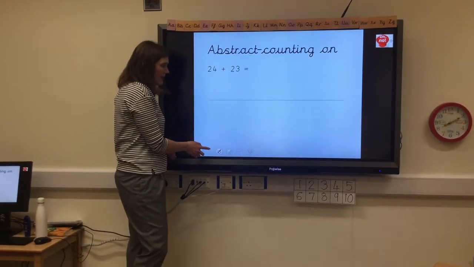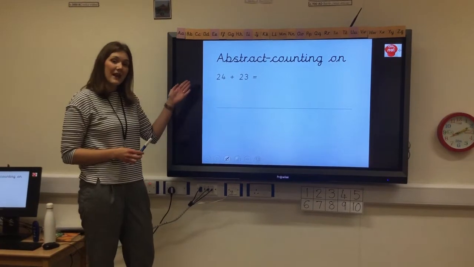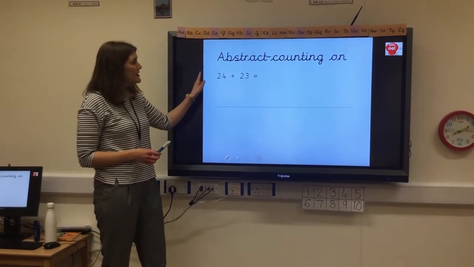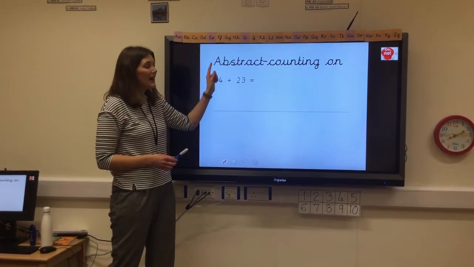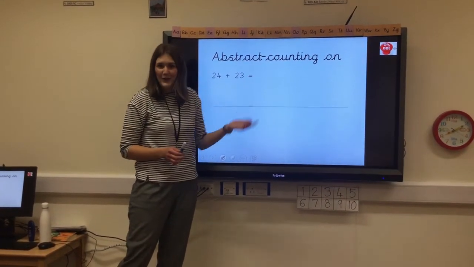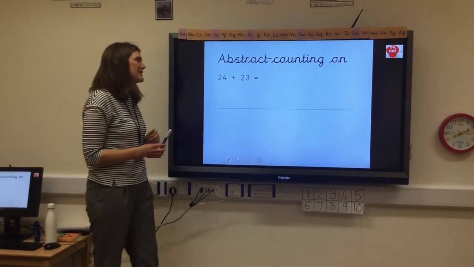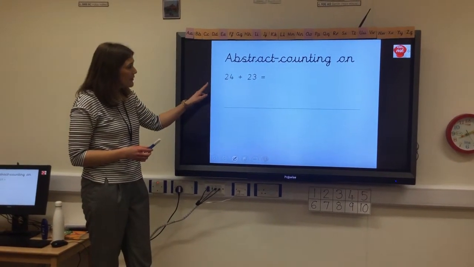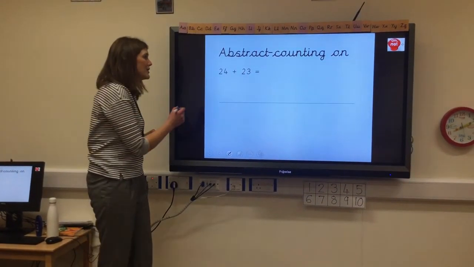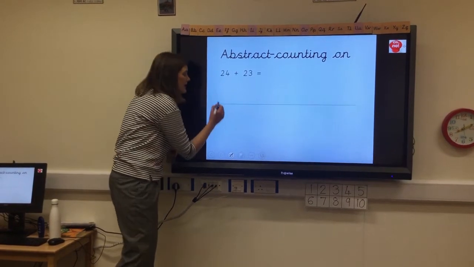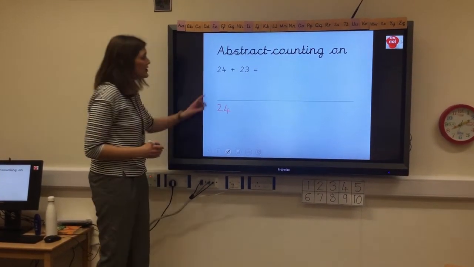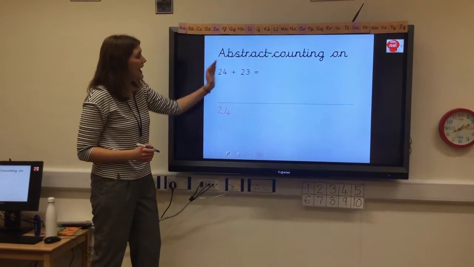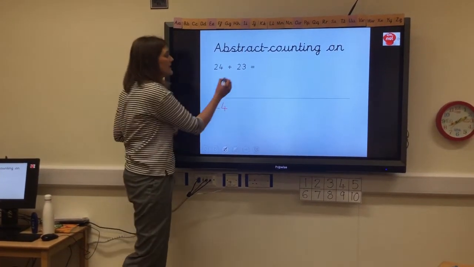There is one more method I'd like to show you, and we should get to this by the end of the week, and that's to solve the same calculation in an abstract way by counting on using a number line. So there's lots of new skills this week. If we were to solve this on a number line, what we would do is we put the largest number first, so we've got 24, and then we're going to jump this second number on. We're going to count on, and again, we're going to partition it.